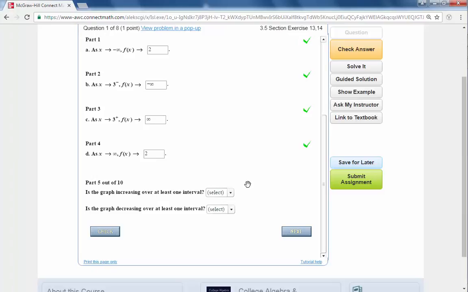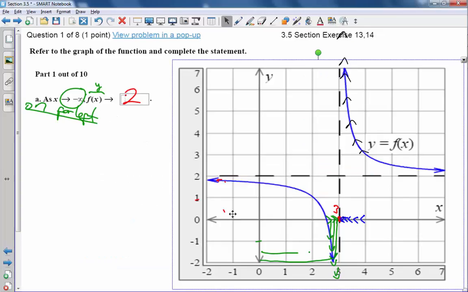Alright. Now some basic other observations. Is the graph increasing over at least one interval? What does increasing mean? When you are traveling on this path, on this graph, put yourself on it and travel from left to right all the time. Do you ever feel going up? Yeah, this part is going up, right? So it's increasing. Correct?